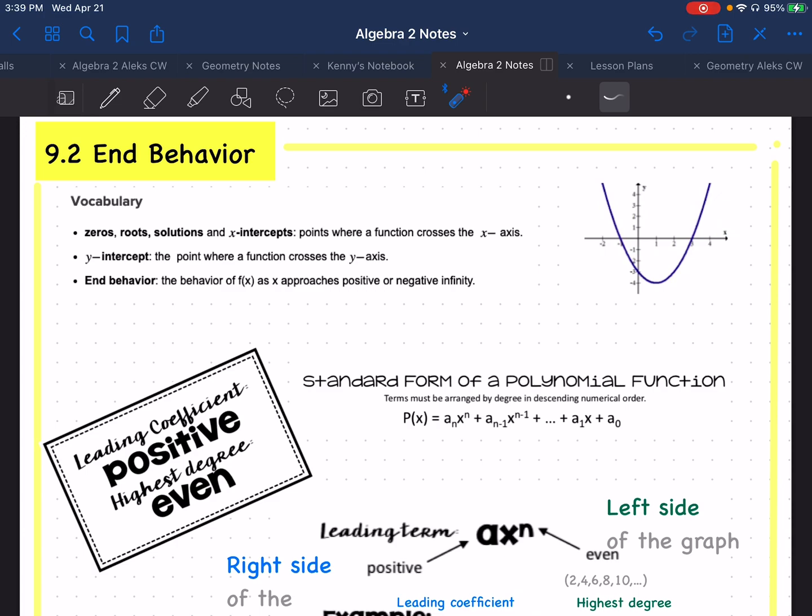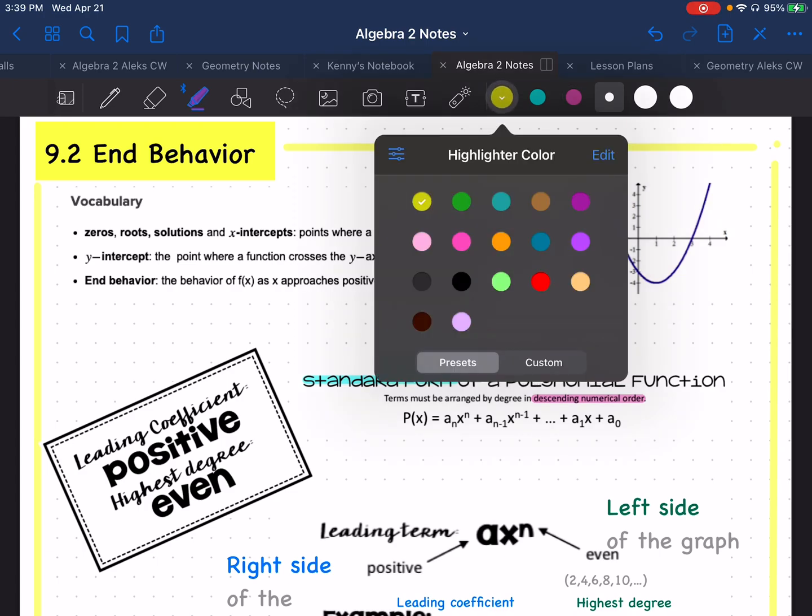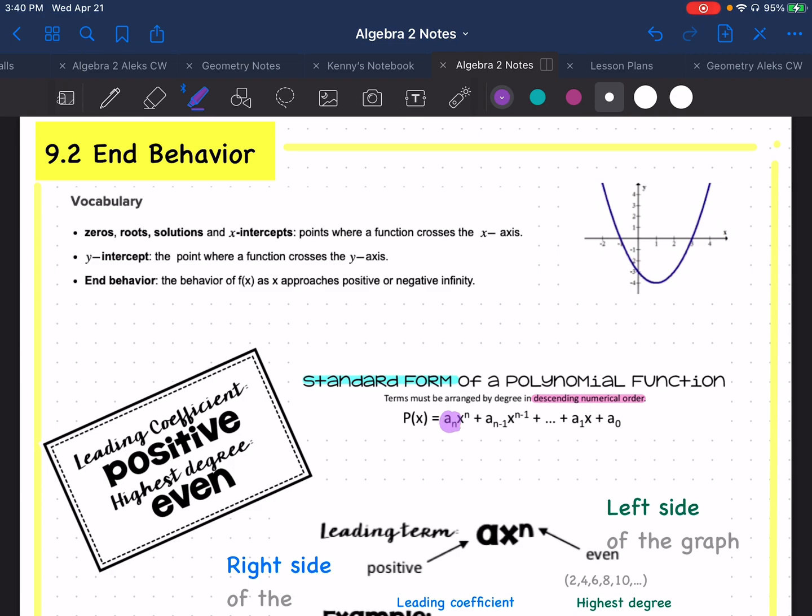But every time that we talk about end behavior, we have to make sure that we are in standard form. This means that my degrees must be in order and they must be in descending numerical order. That means the largest one comes first, and then we just count backwards. So what I need to be certain of, the one term that I have to look at is this one right here. This is called my leading term. So I'm always going to be looking at my leading term. And I have to have it in standard form for it to be a leading term.